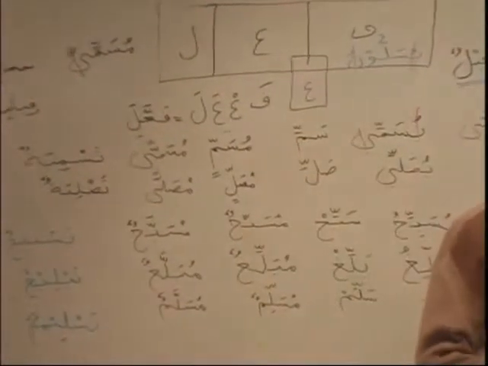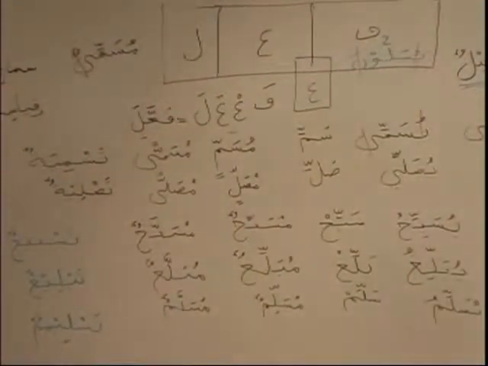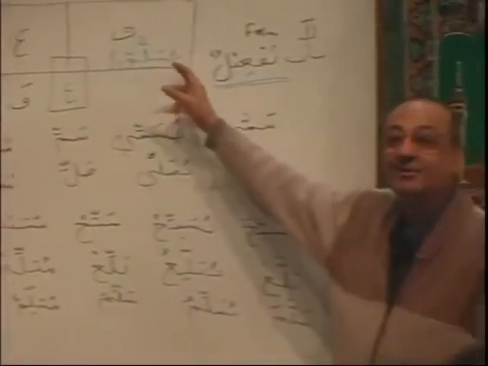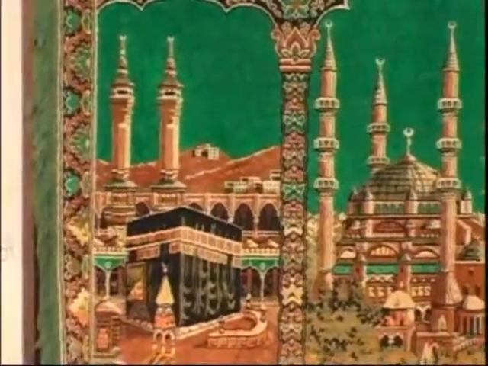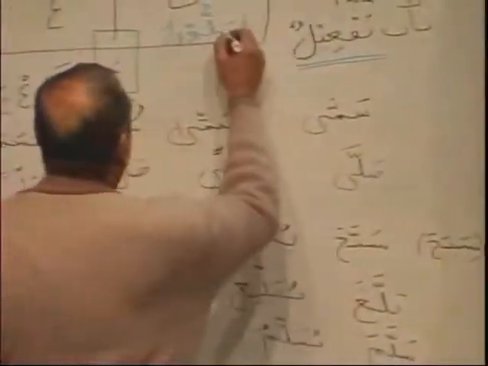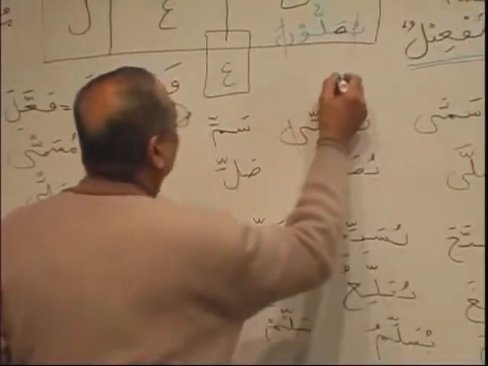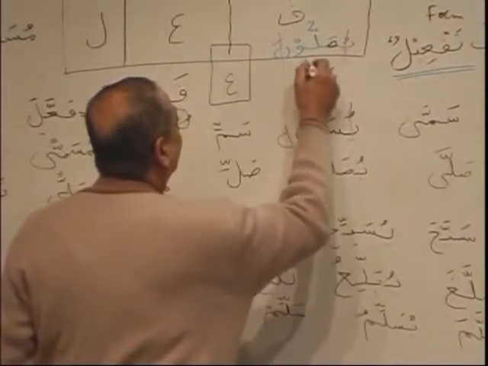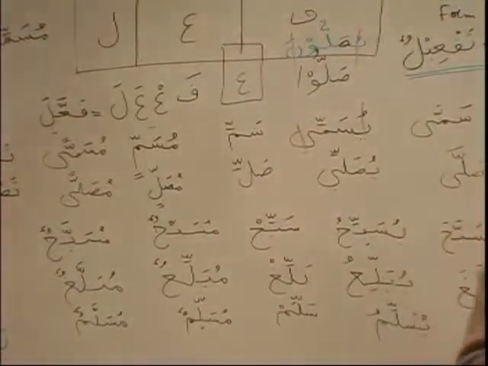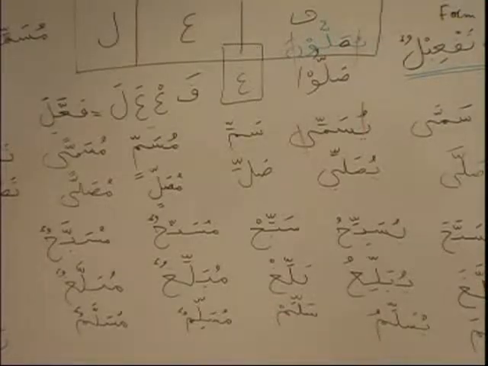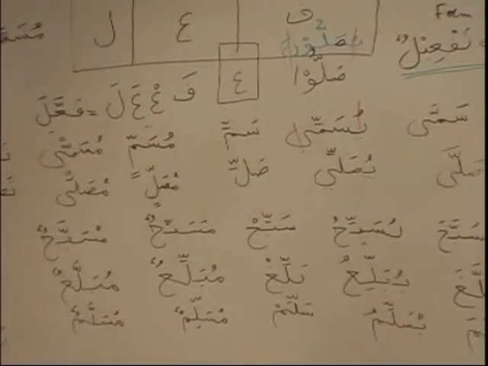Inna Allah wa malaikatahu yusalluna. You see? Yusalluna ala nabi. Ya ayyuhal ladhina amanu. Sallu. Okay. Brother, I forgot here. I made an error here. Okay. So what is now? Ya ayyuhal ladhina amanu sallu alayhi wa sallimu, and that is also coming from here. Sallimu tasliman. What is tasliman?